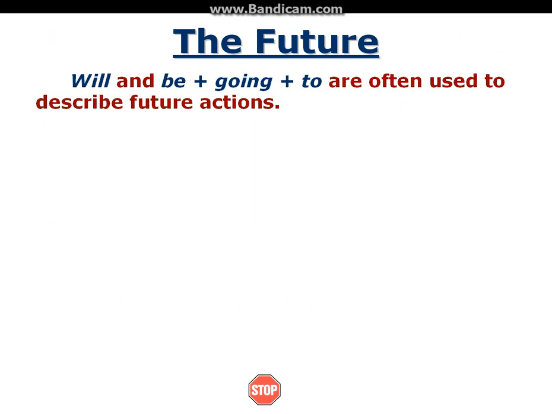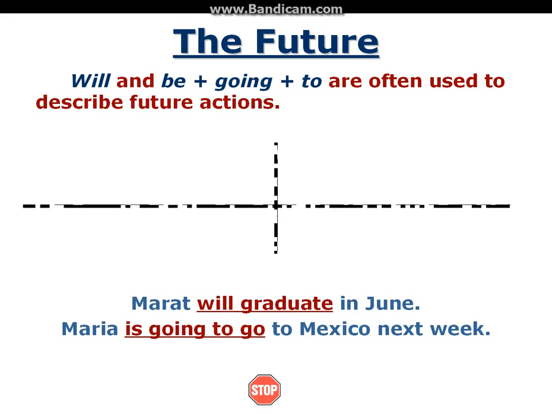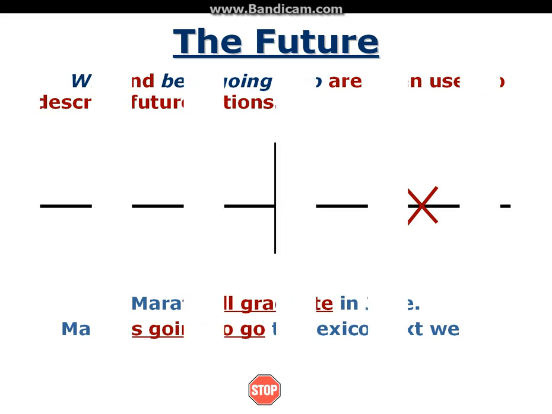The future. Will and be going to are often used to describe future actions. For example, Marat will graduate in June. Maria is going to go to Mexico next week.